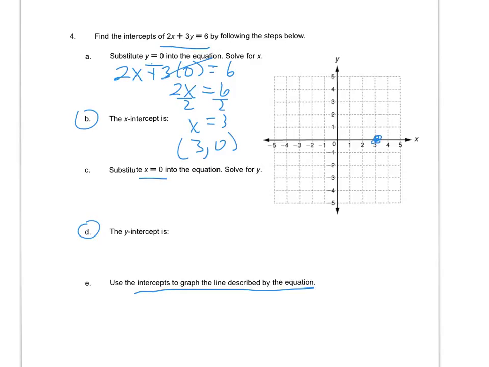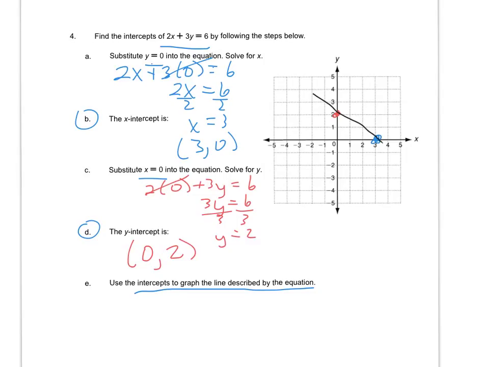Now the next one is substitute 0 into x, so it's going to be 2 times 0 + 3 times y = 6. Again, 2 times 0 is 0. Bring down your 3y = 6. If I divide by 3, y is going to equal 2. So therefore, when x is 0, y is 2. So that's about right there. And then we're going to connect the dots as best we can, and there's our equation.